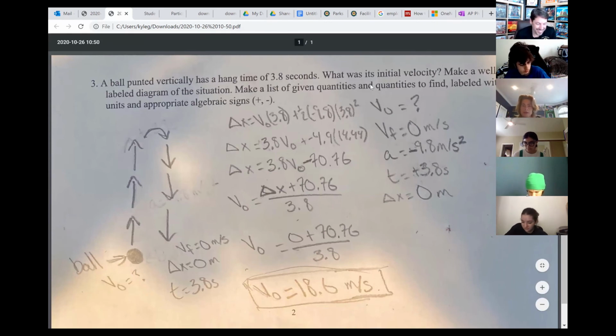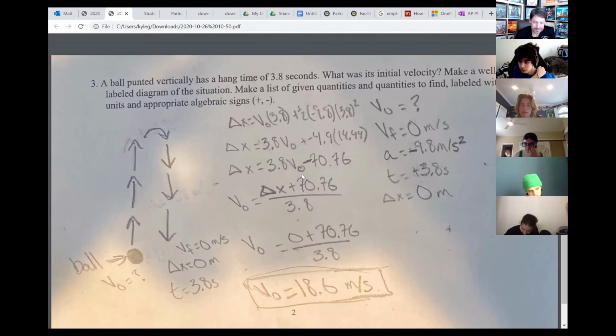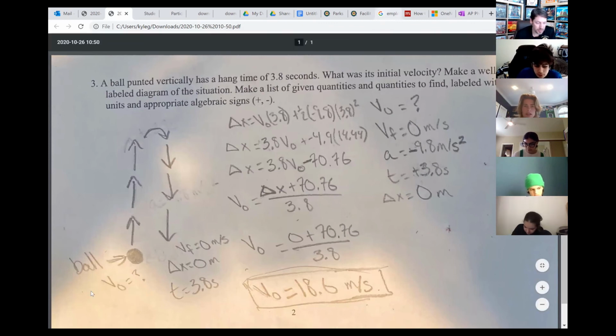No, you're good. Because we were already starting with the second kinematics equation when we got that information, so it kind of tripped us up a little bit. Yeah. All right, looks good. Any questions on number 3?